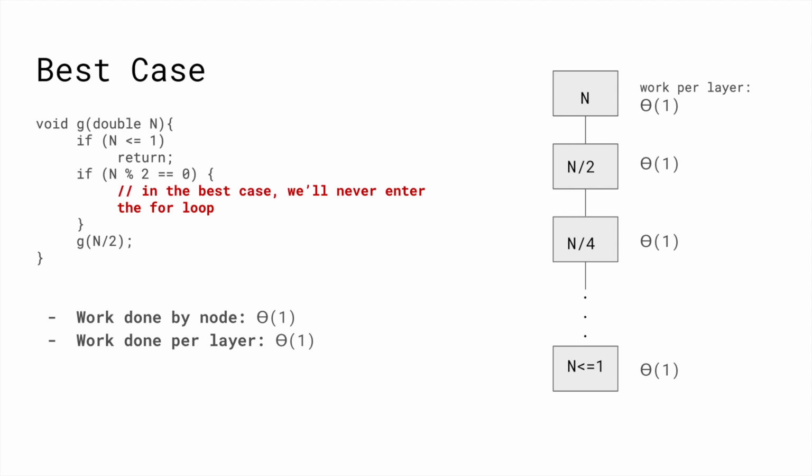So now we have the work done per node is theta 1, and that's equal to the work per layer in this case because we have one node per layer. So the work per layer is also theta 1. In order to find the total work, we once again just need to know the number of layers, which ends up being log n because we are dividing by 2 at every step. So the total work done in our best case ends up being theta of log n.